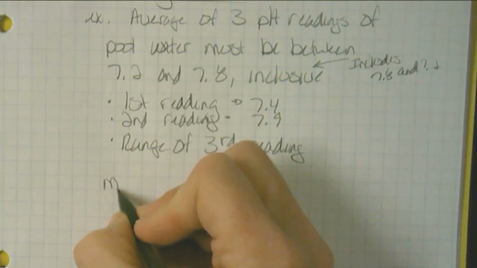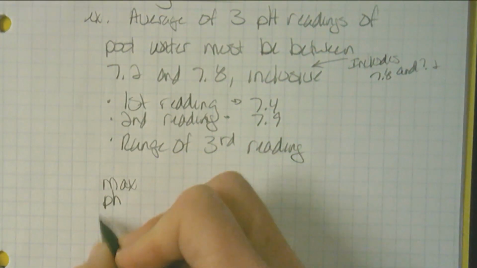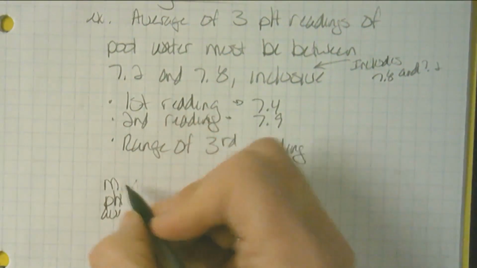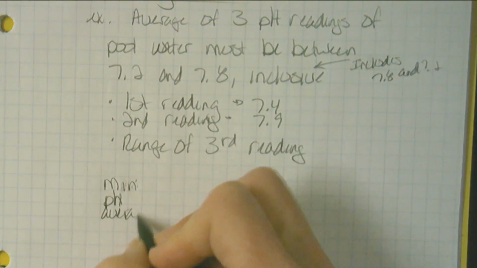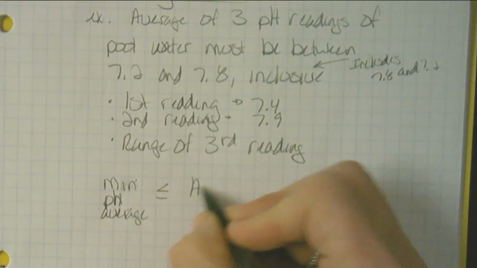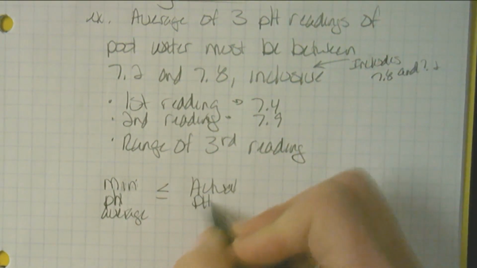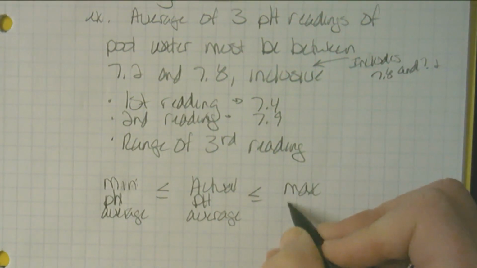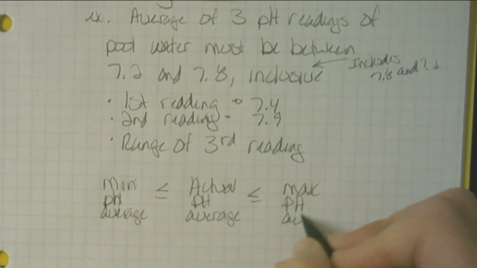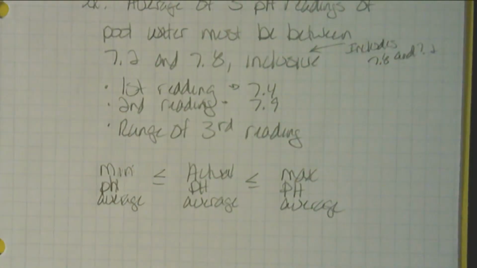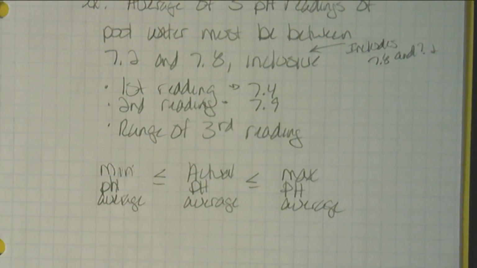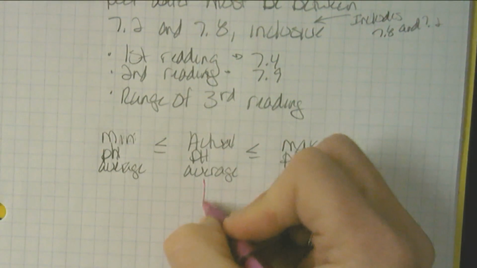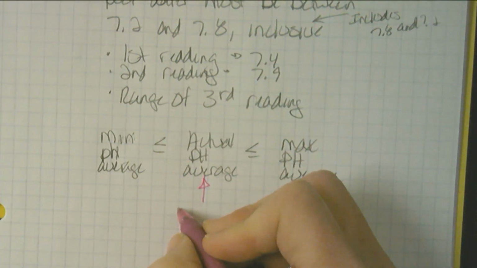So remember, we're going to have our minimum pH average is less than or equal to our actual pH average, which is less than or equal to our maximum pH average. All right, and if you remember, we need to substitute the formula for the average in here.